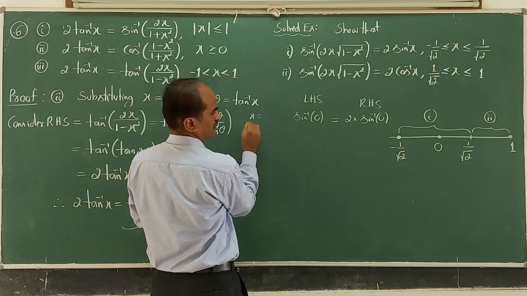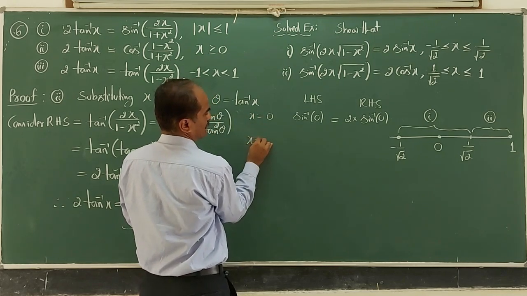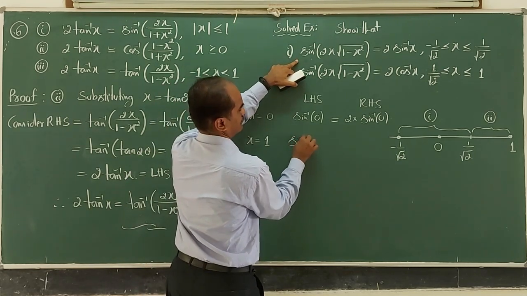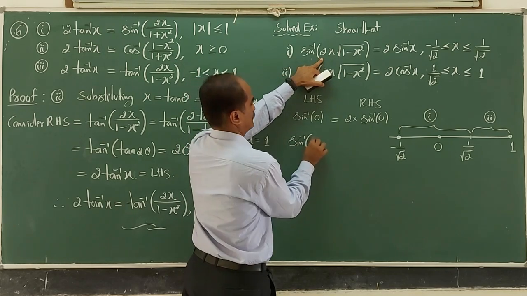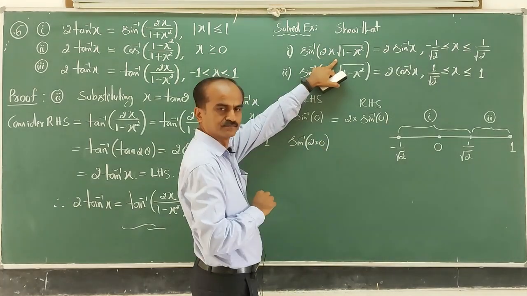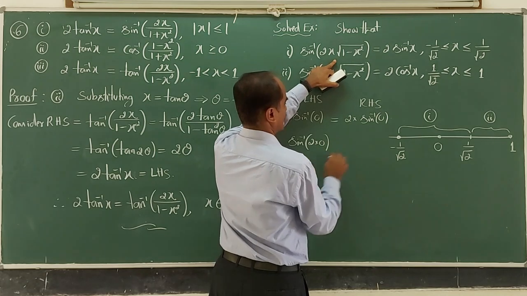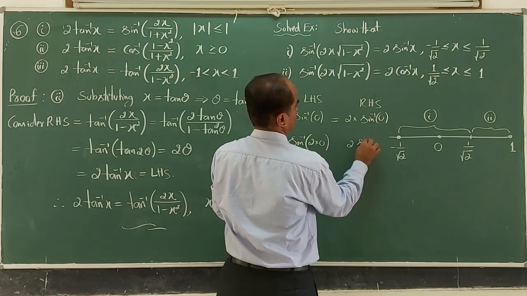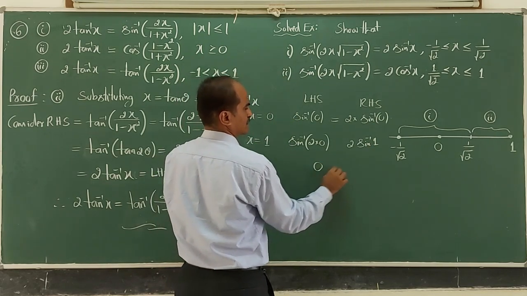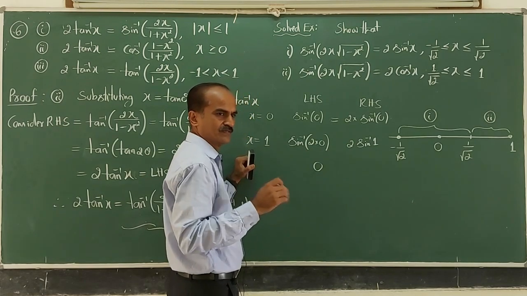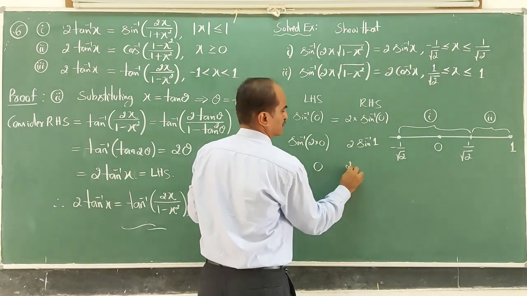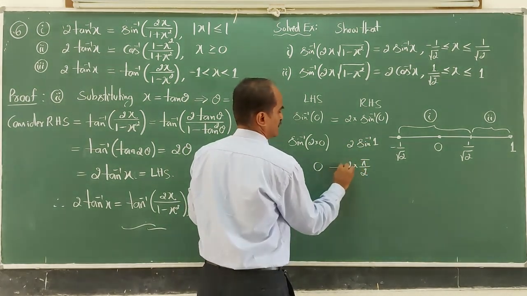Here I took x value as 0. Now I take x value as 1. What does LHS become now? Sine inverse of 2 into 1 into root of 1 minus 1. That is 0. On the RHS now, 2 times sine inverse 1. How much is sine inverse of 0? 0. How much is sine inverse of 1? Sine of which angle is 1? Sine pi by 2 is 1. So sine inverse of 1 is pi by 2. That is 2 times pi by 2. Check, are these two equal?